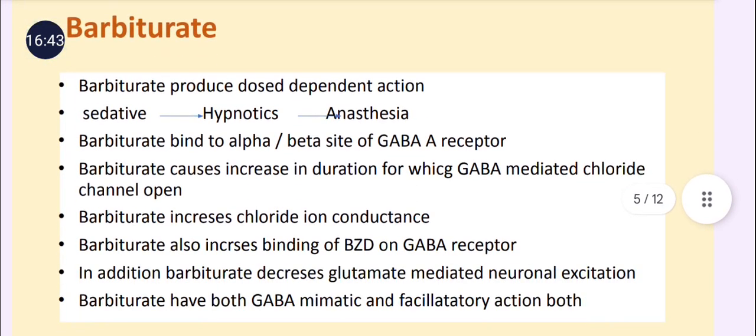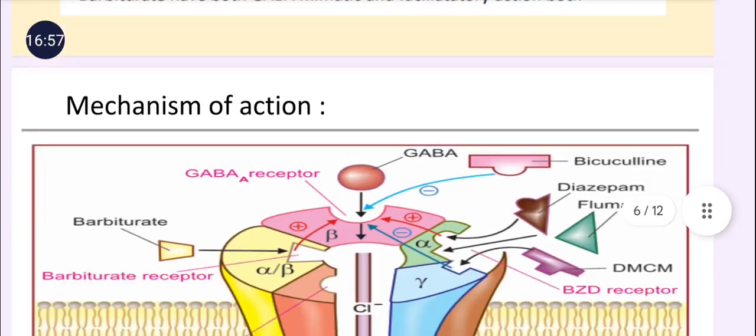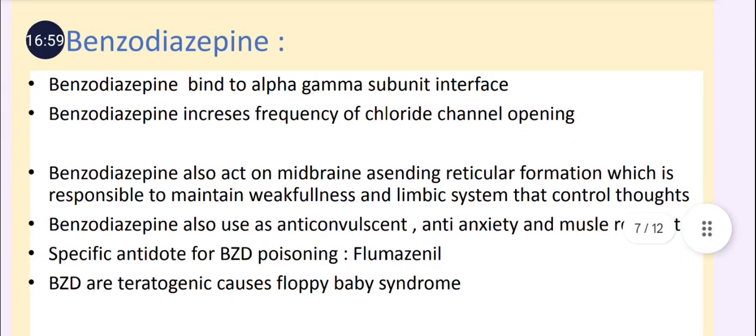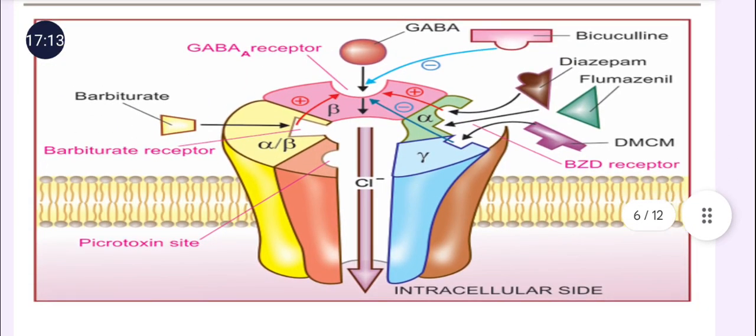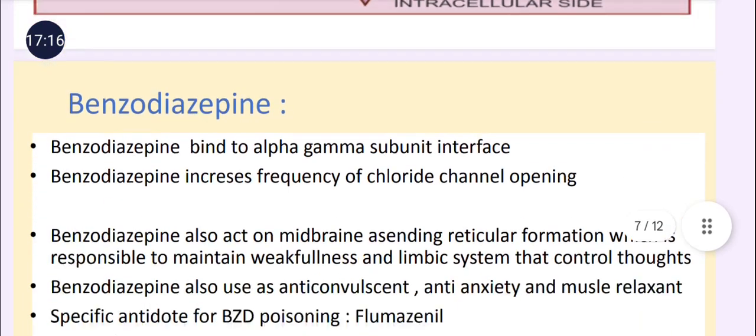And mechanism of action of the barbiturate and benzodiazepine, means barbiturate increases the duration for which the chloride channel opens, and benzodiazepine increases the frequency for which the chloride channel opens. Both bind with the GABA A receptor. Then benzodiazepines are teratogenic, they cause floppy baby syndrome. Then this diagram is also important, indicating how the mechanism of action works.